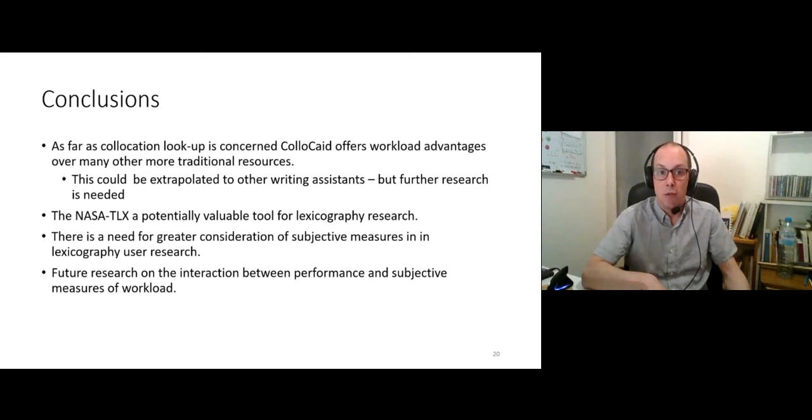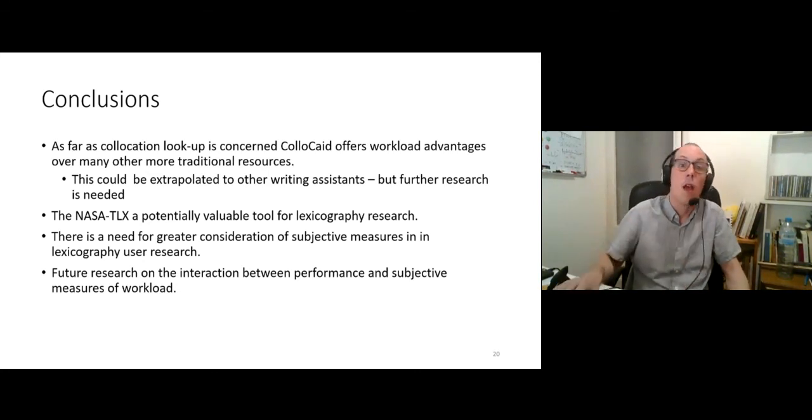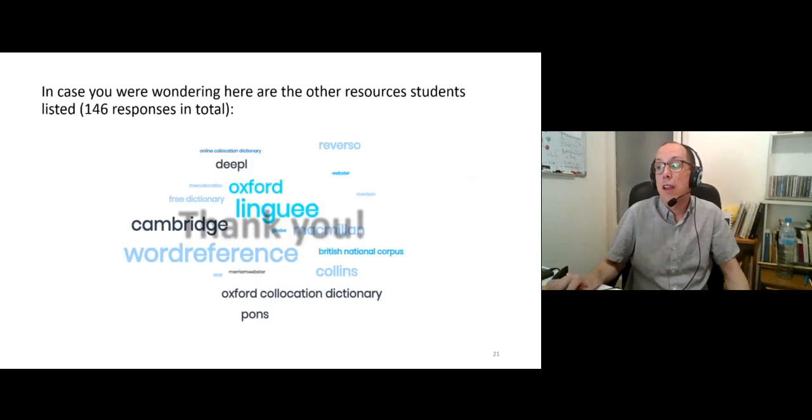I would be particularly interested in the interplay between these subjective measures and performance measures. So we have data on this from this study. So in future research, I'd like to look at the interaction between the performance of the participants on this collocation task and the subjective measures of workload. Thank you very much for your attention.